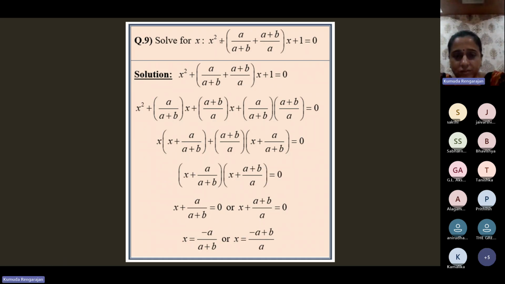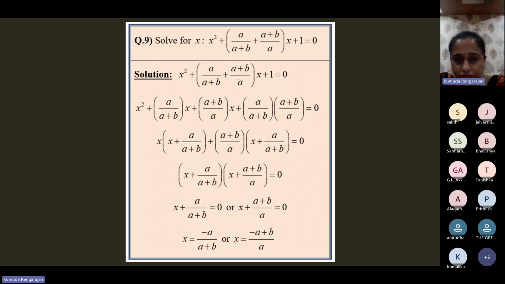Okay. Now let's see from the beginning. See the x square. This is the equation given. The x square term, then this is the x term. This is the coefficient of x. So x square as it is, this is the coefficient of x, and this is a constant. Plus 1 is a constant.